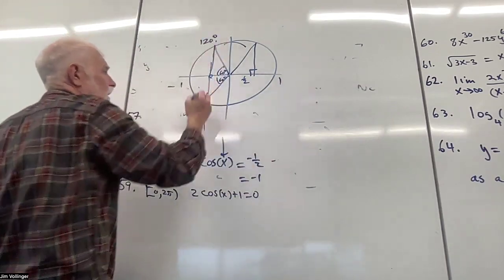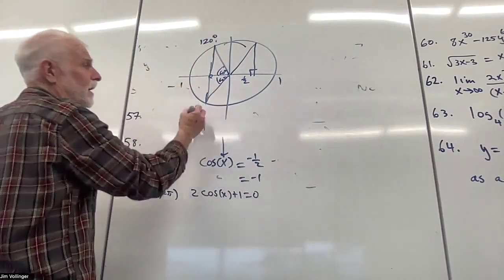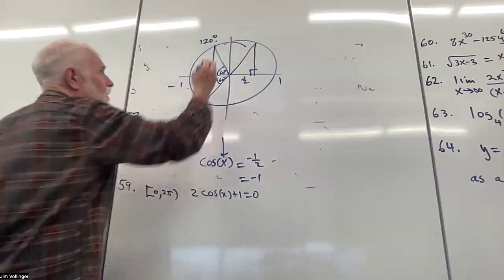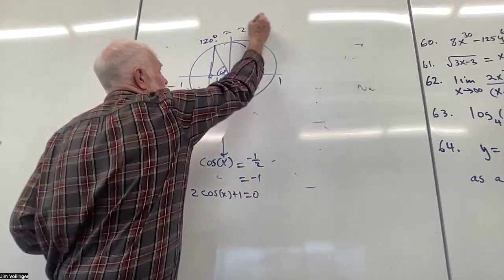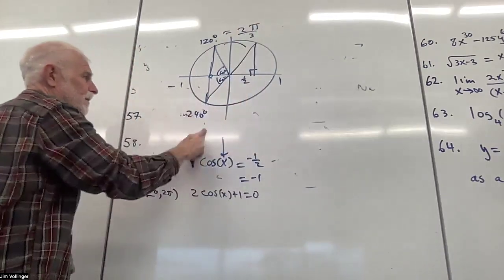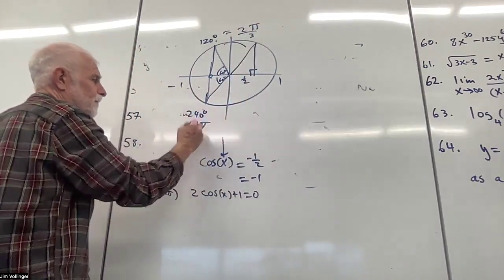120 degrees, and 60 plus 180, 240. But of course, I'm going to want you to write that as 2 pi over 3. And I want you to write this one as 4 pi over 3.